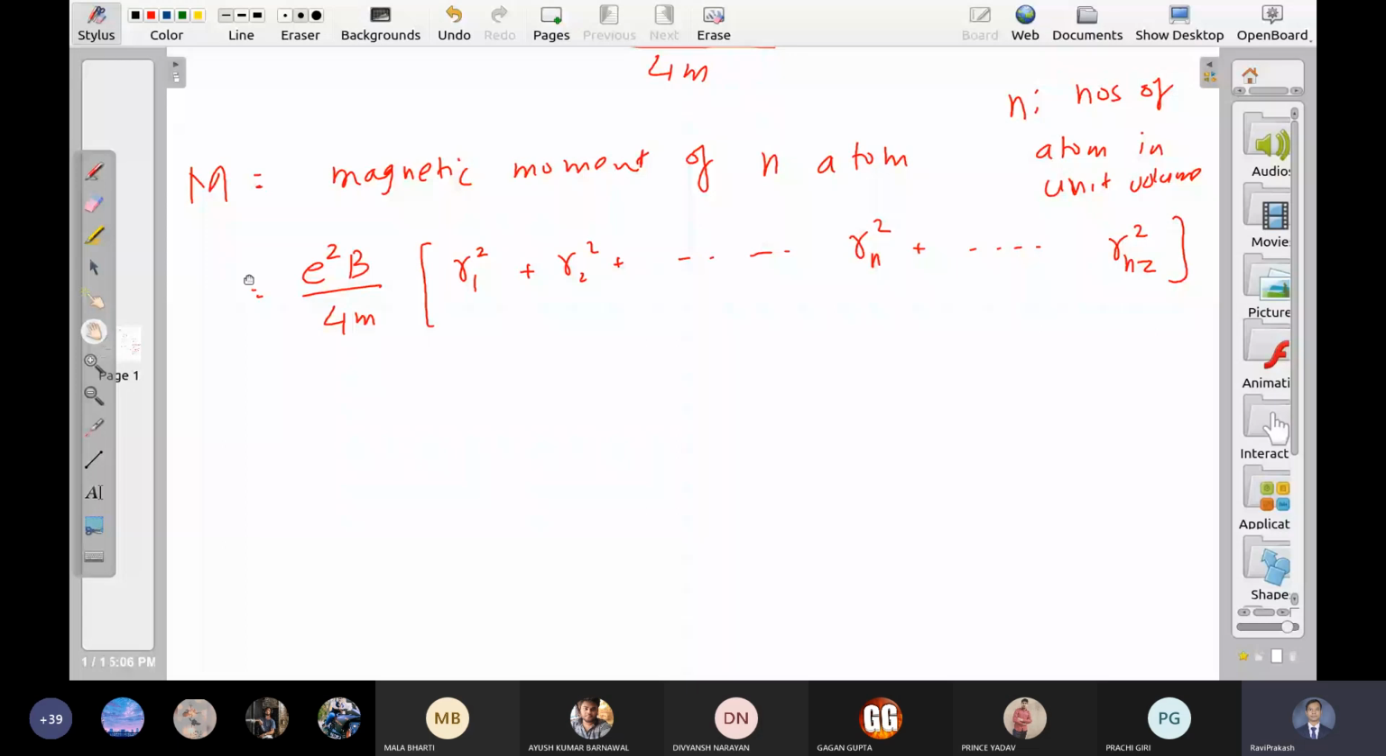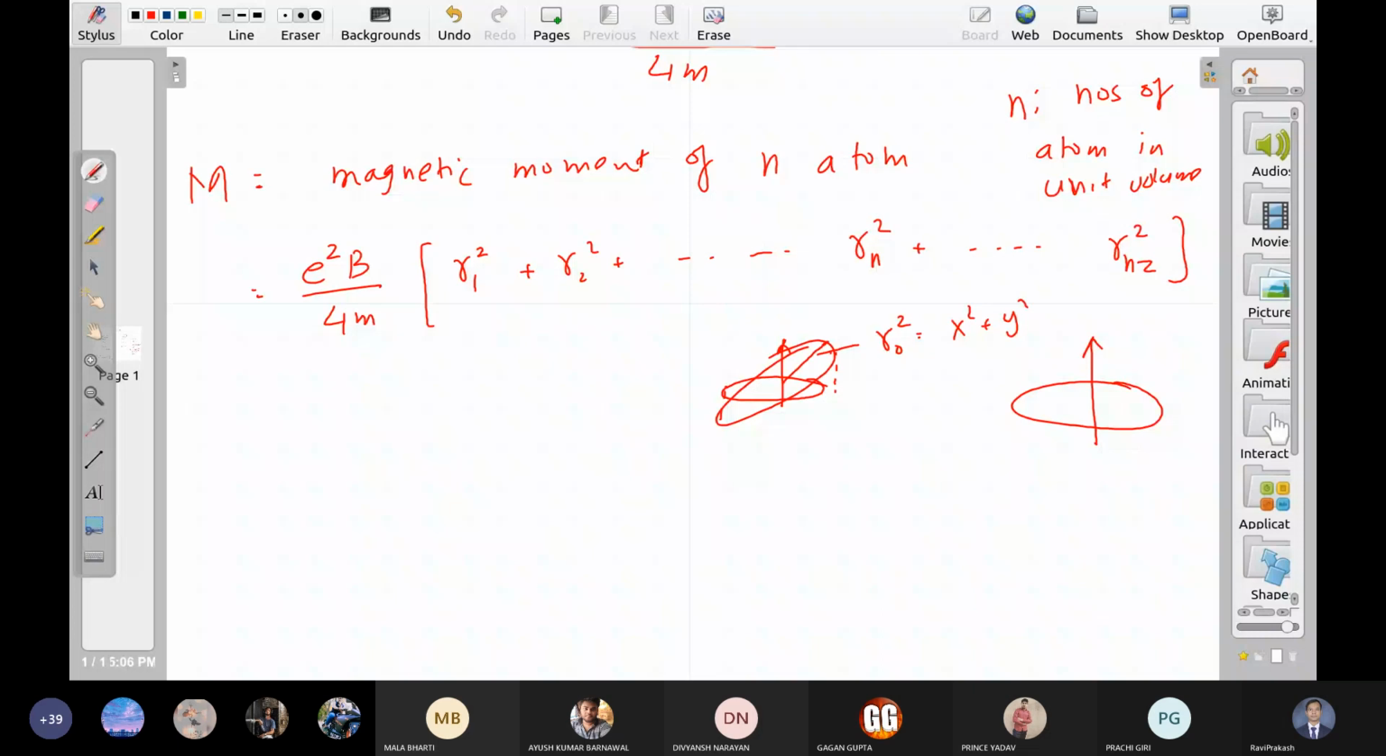If the orbit is not perpendicular to the magnetic field, like this case, then what do we do? We take the projection of this orbit in the xy plane. The radius of this orbit is how much? This is the real radius, which is x square plus y square plus z square. But the r square that we need here is the projected orbit, r square, which is only x square plus y square. What is the connection between these two? R square is 2/3 r naught square.